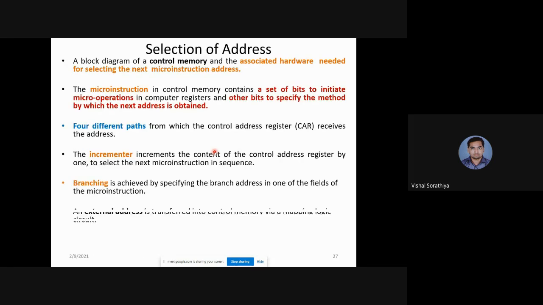So the incrementer increments the content of the control address register by 1 to select the next microinstruction in sequence. Okay, branching is achieved by specifying the branch address in one of the fields of the microinstruction.